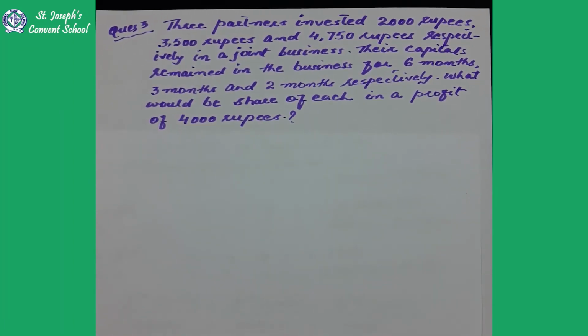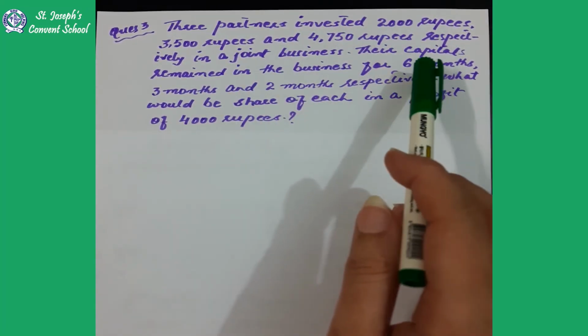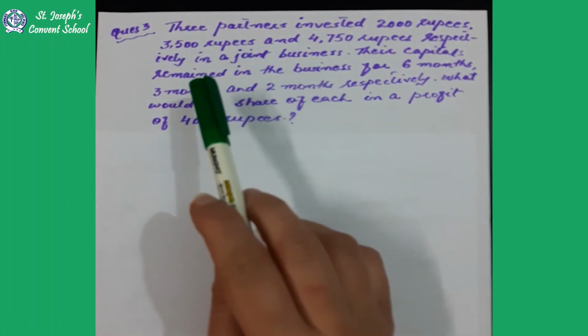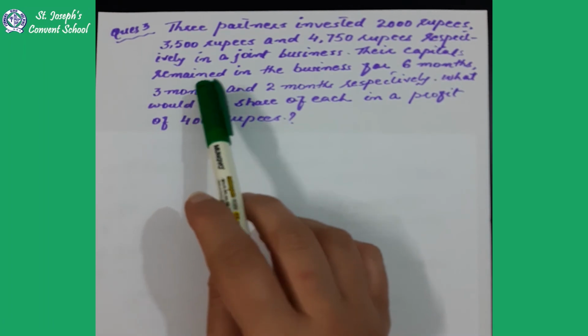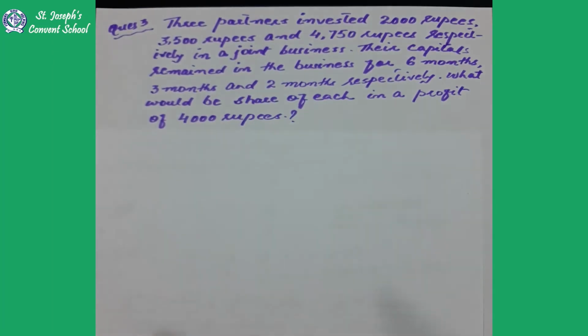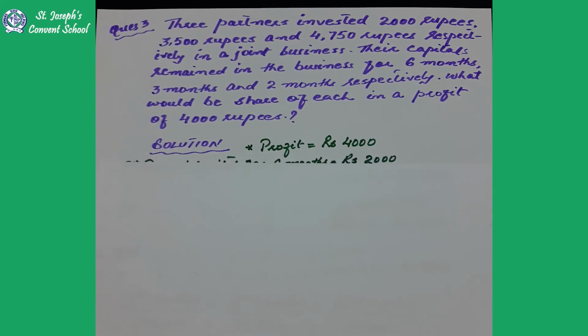First we will write this amount for 2000 is for 6 months, and then find for 1 month. 3500 amount is for 3 months, and then find it for 1 month, and 4750 amount is for 2 months, then find it for 1 month. Okay, first thing is to write the profit, rupees 4000. After writing the profit, we'll write the first partner's capital for 6 months is rupees 2000.